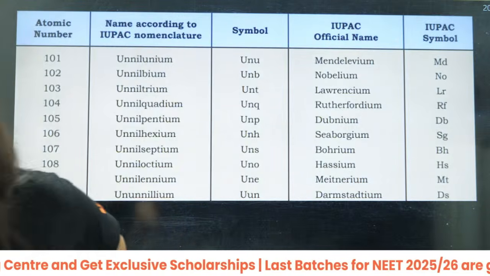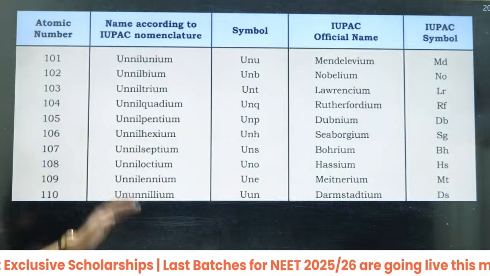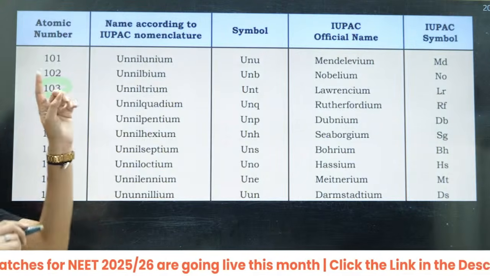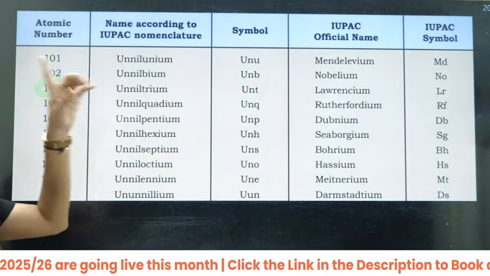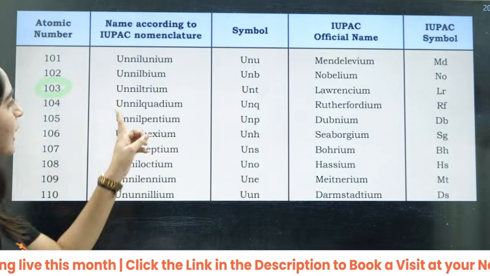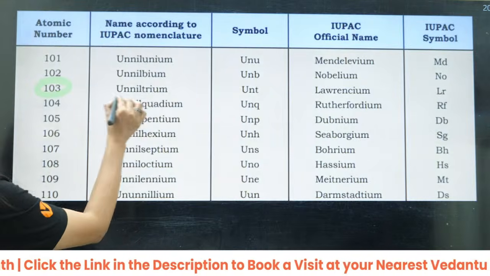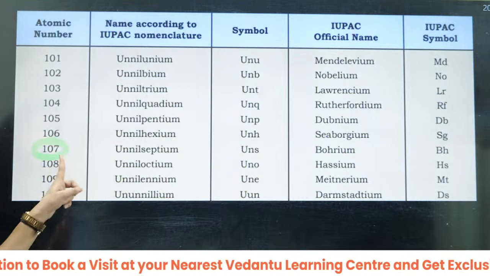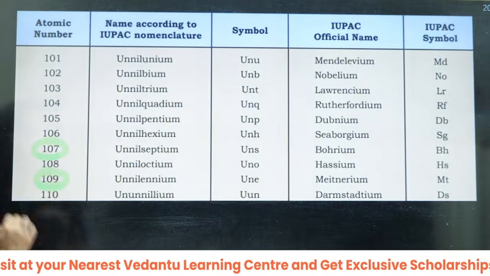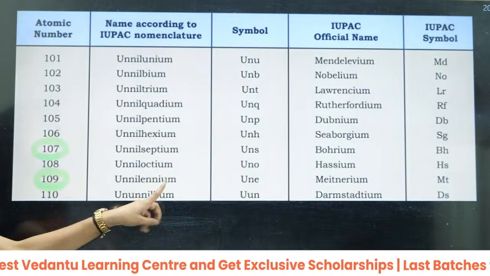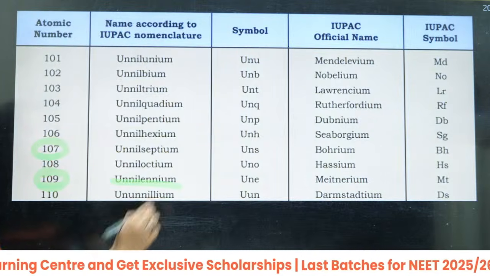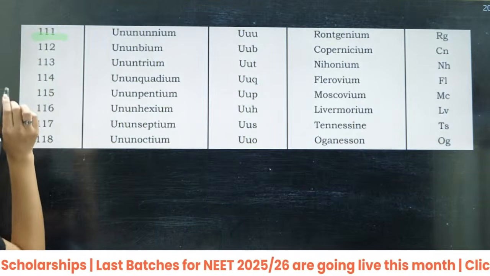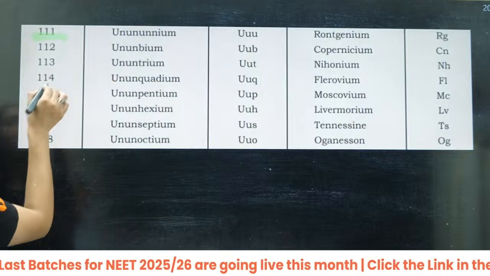Now you tell me the names here. The name of this 103. Why? 1 means un, 0 means nil, 3 means tri. So it will be unniltrium. So what about this 107? Unnilseptium. What about this 109? Unnilennium. What about 111? That will be unununium. Okay. 114.